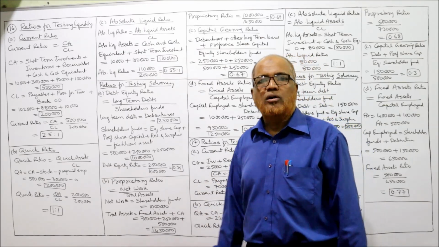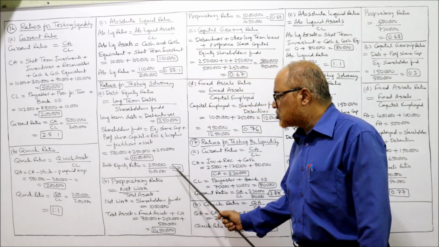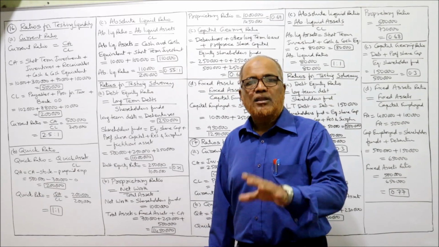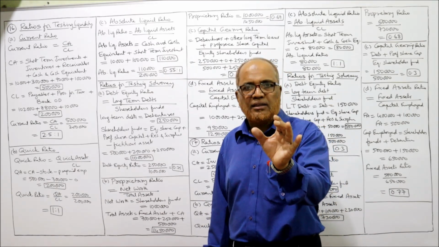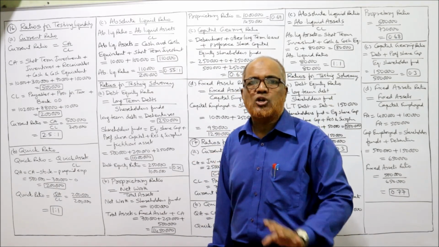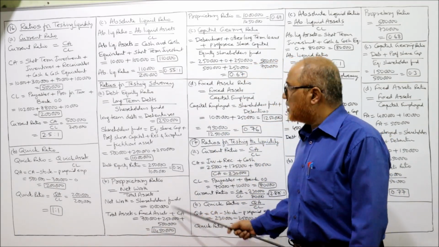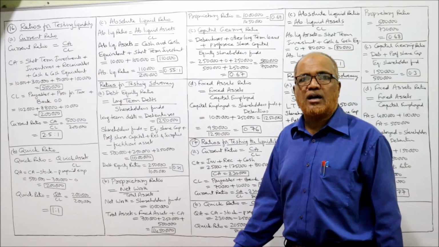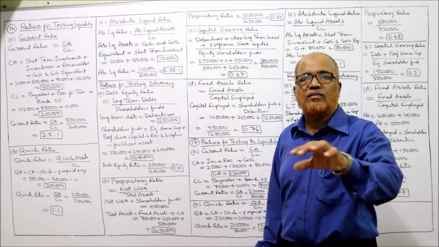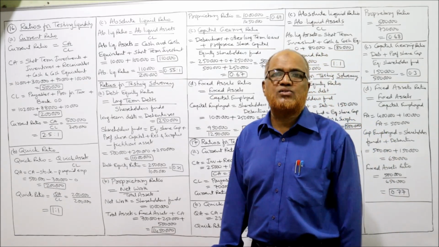Now the interpretation for long-term funds. The debt equity ratio is 0.25. That means the debt is 25% of shareholders' fund. That's good. Secondly, the proprietary ratio. The proprietary ratio is 0.69. That means 70% of the total assets are financed by shareholders' fund.